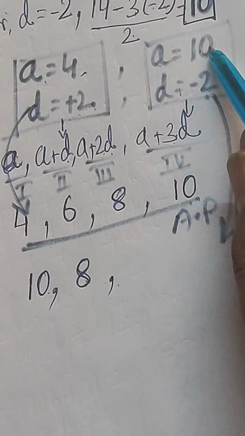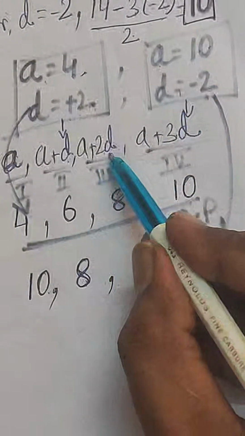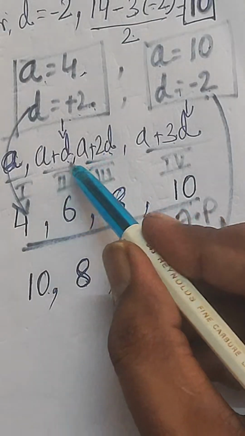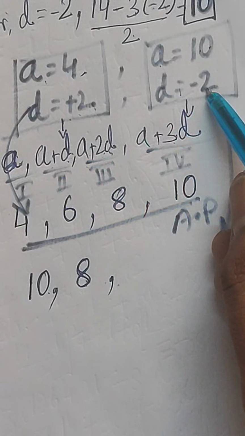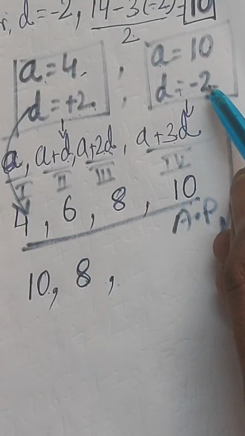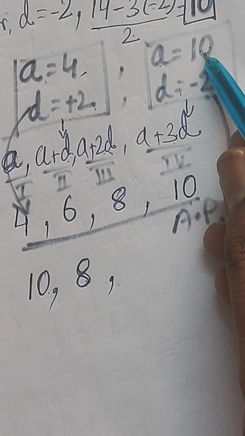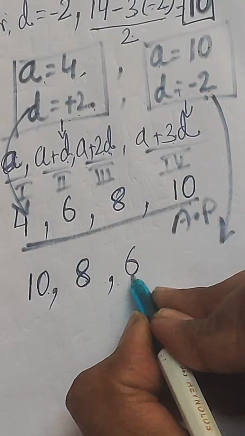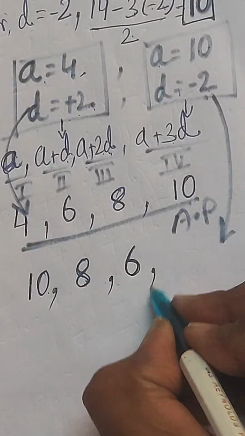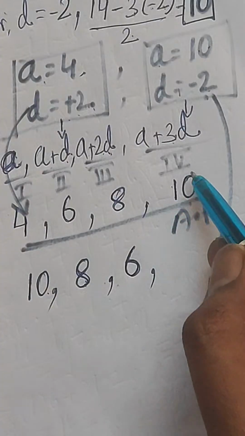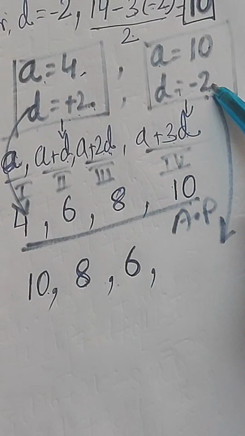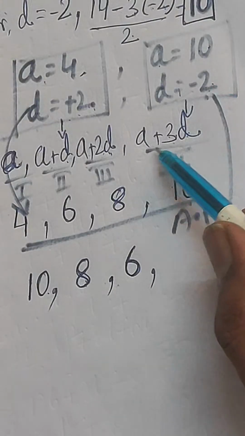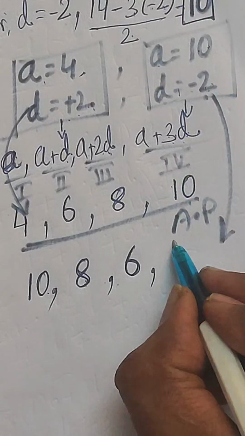A plus 2D, that means 2 into minus 2, that will be minus 4. So 4 will be subtracted from 10 and we have 6 with us. So this is the third term of the AP and the last term is A plus 3D. So 3 into minus 2, this will be minus 6. Minus 6 will be subtracted from 10, that is A, then A plus 3D will be coming as 4.